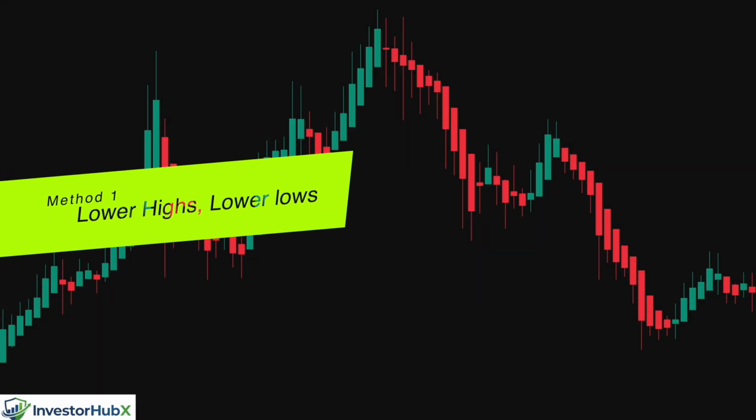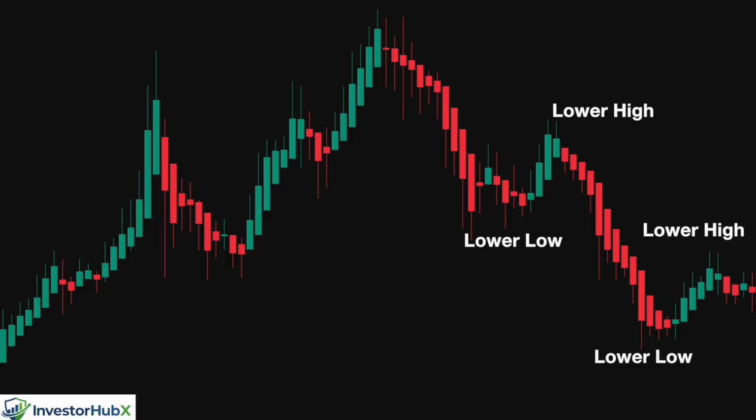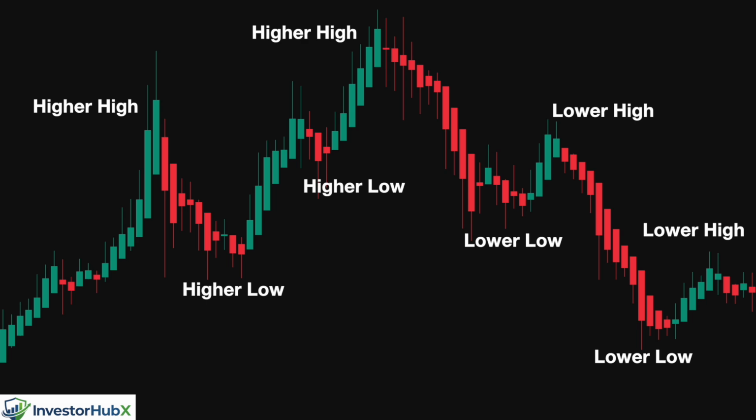The first warning sign of a bull market losing strength is the formation of lower highs and lower lows. In a healthy bull market, price consistently makes higher highs and higher lows. But when momentum begins to fade, that structure starts to change. Notice how price fails to break above the previous high.